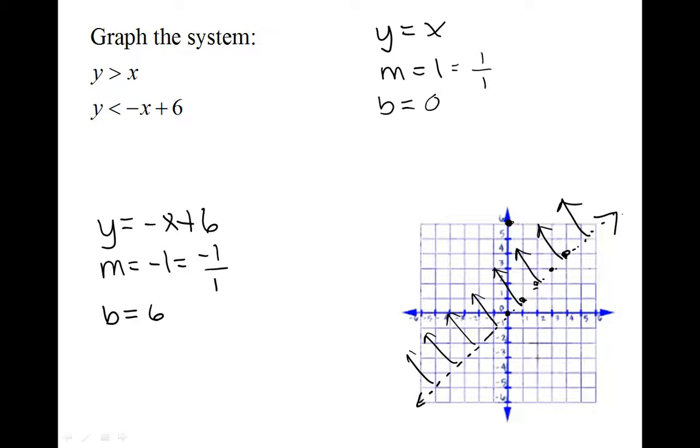It's right there, okay? And now I'm going to rise a negative 1, going down 1, and run 1. Rise negative 1, run 1. There's a point of intersection. Rise negative 1, run 1. Okay? And since y is less than negative x plus 6, we need a dotted line.